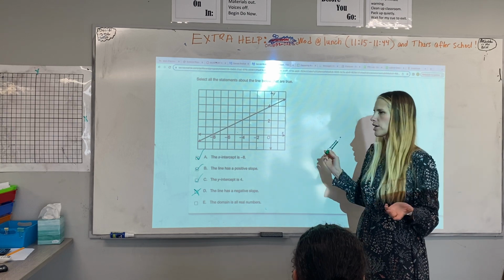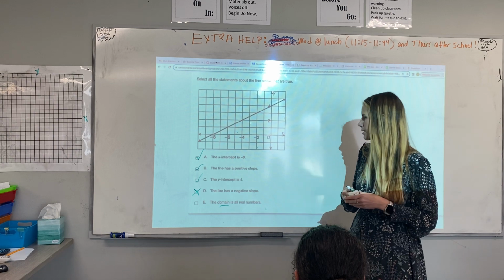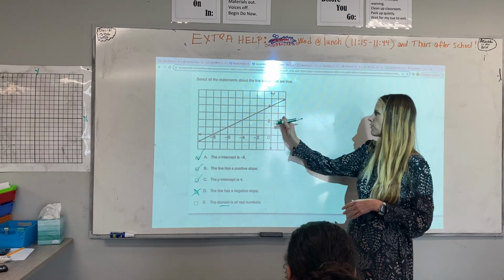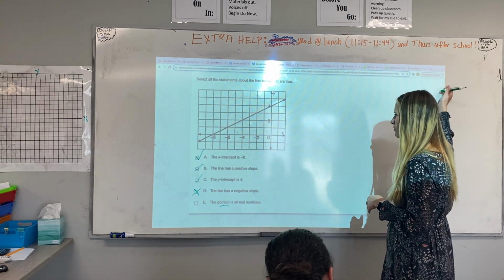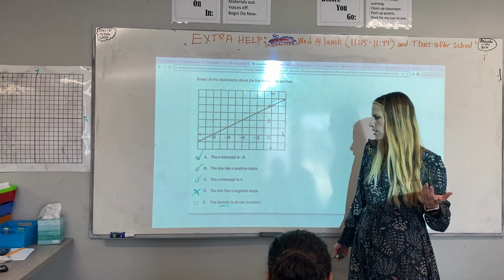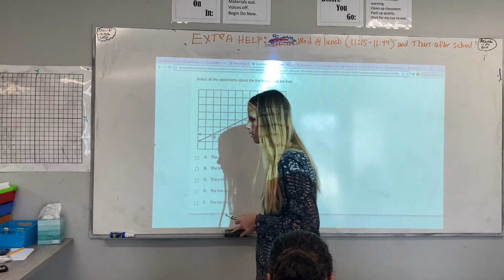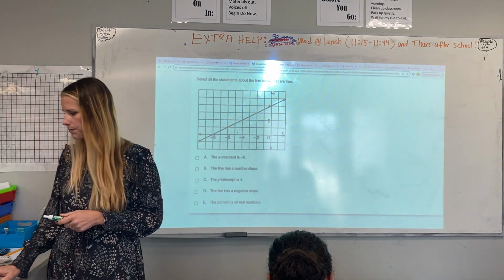Both the x and the y go on forever, but this is specifically asking for the domain, which is the x values. And we know it's going forever towards positive infinity on the x and forever towards negative infinity on the y. So it is all real numbers. So that one was true also. But only D's.